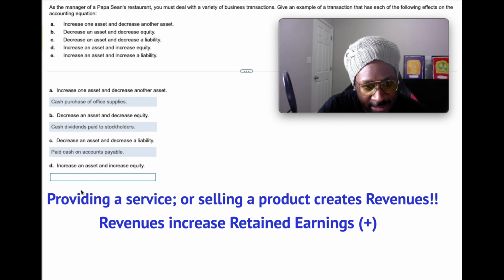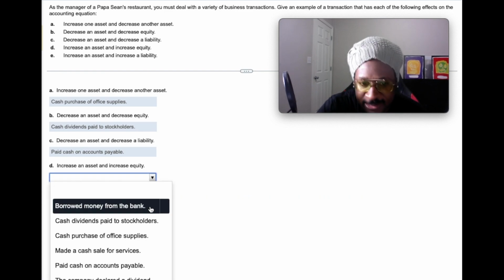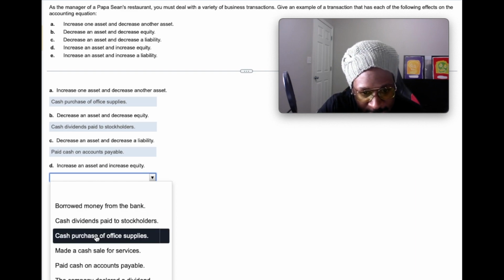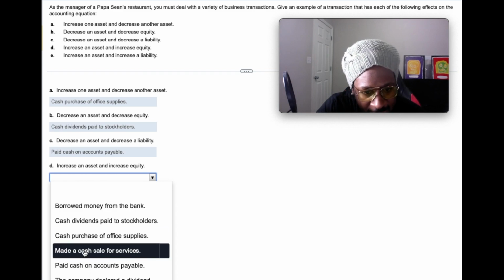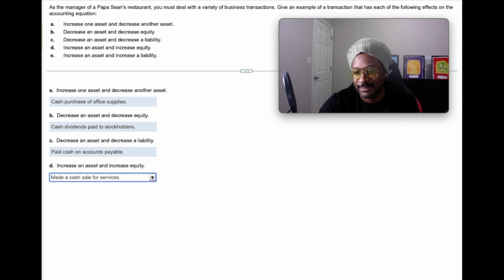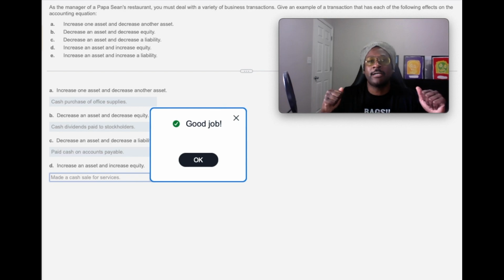So let's see what we have here. Borrow money from a bank. Again, liabilities, that's out. Cash dividends, that will cause retained earnings to go down. We need it to go up. Cash purchase of office supplies, that doesn't affect stockholders' equity. Made a cash sale for services. So we sold a product. Anytime we sell a product, we're generating revenue, gang. And what do we get in return? Cash. What happens to be a what? Asset. So this is the answer. Let's see. Bags all day.